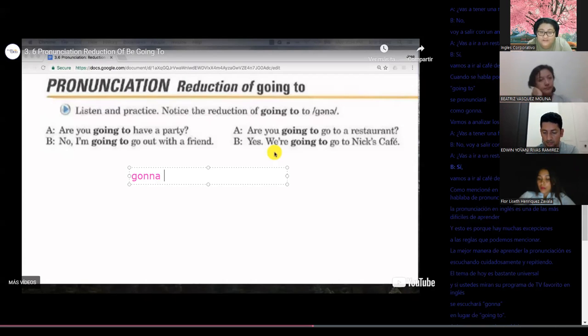En este caso, el gonna es esa contracción de going to. Pero se utiliza más que todo de manera escrita en canciones. Ahí sí la vamos a observar. Ya en libros ya no, porque es una manera informal. Pero a la hora de hablar, sí, gonna.